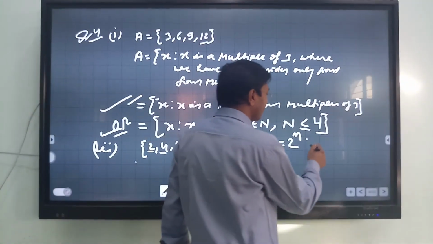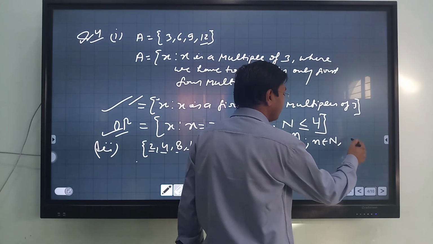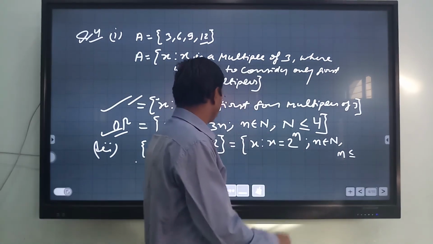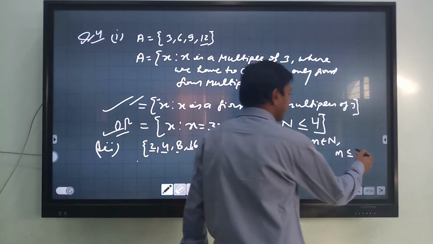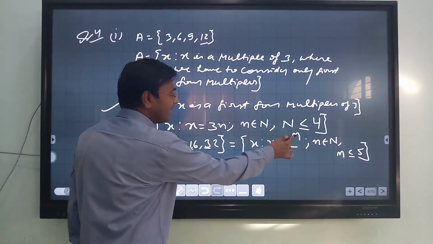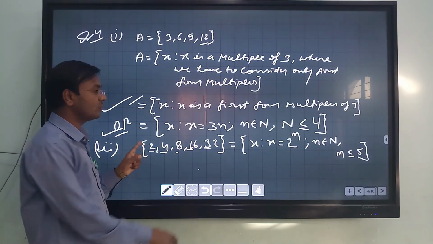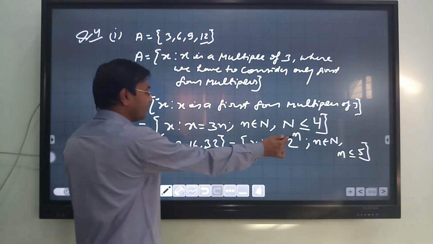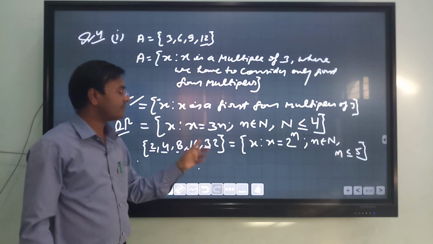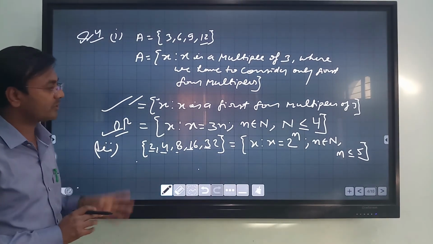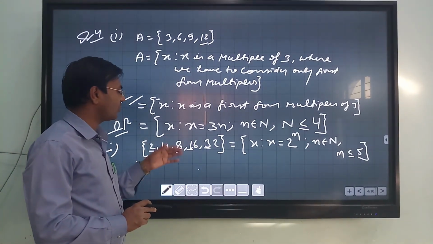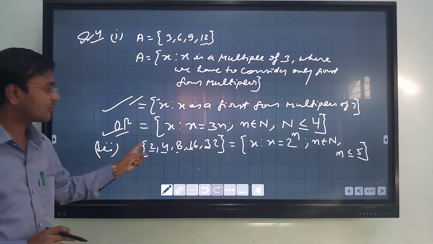2 raised to the power n, where n belongs to the natural numbers, and the value of n will be less than or equal to 5, that is 1, 2, 3, 4, 5. Let us verify. If I put n equals 1, then we'll get 2. If I put n equals 2, 2 square gives 4. If I put 3, then 8. 2 to the power 4, 16. 2 to the power 5, 32. Isn't it? So you have to be logical for such parts. So you cannot write multiples of 2, or table of 4 or something else. This is straight away an exponent of 2.